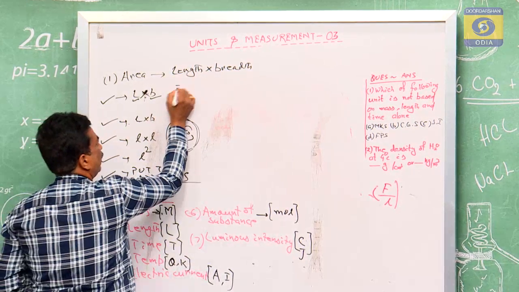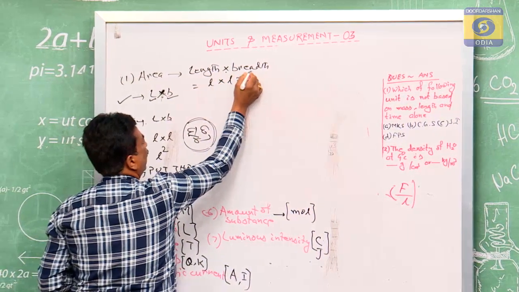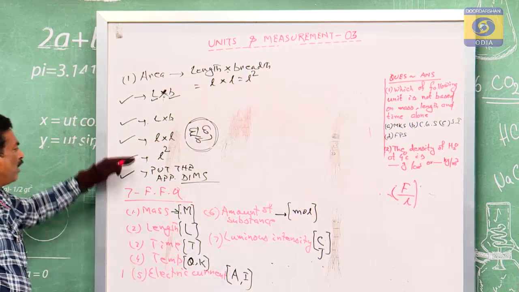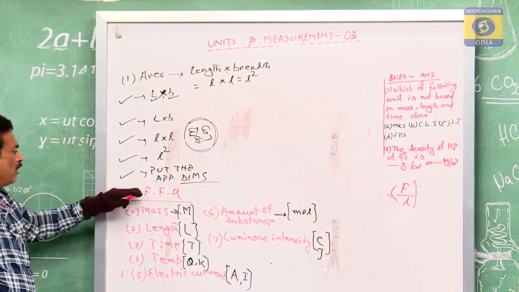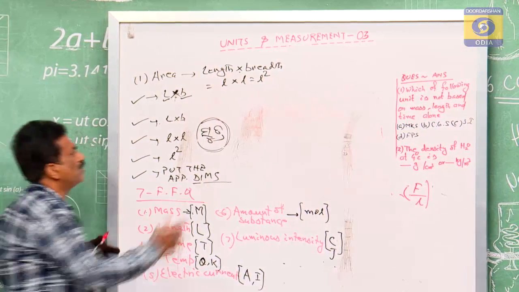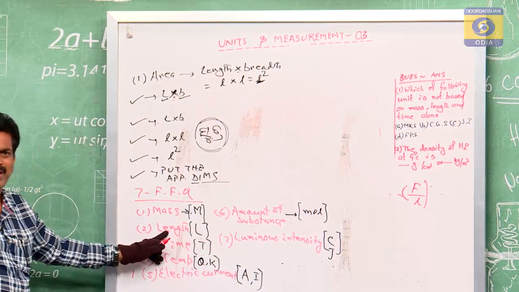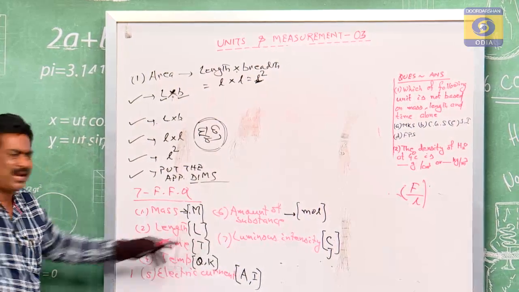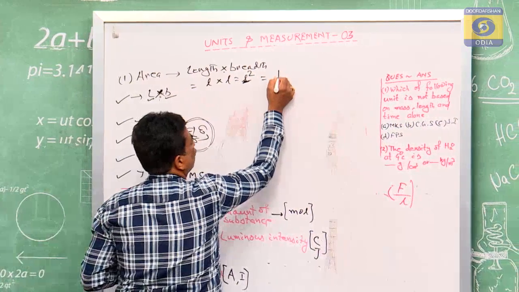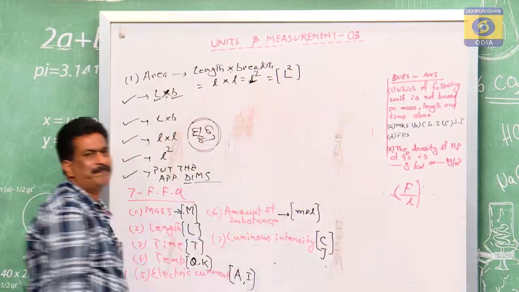The second stage is the fundamental. So, L cross L, that is your L square. I have gone up to this one. The fifth step is to put the appropriate dimension. So, this L stands for the length. You see, for the length the symbol is L. So, this is L square in a bracket.